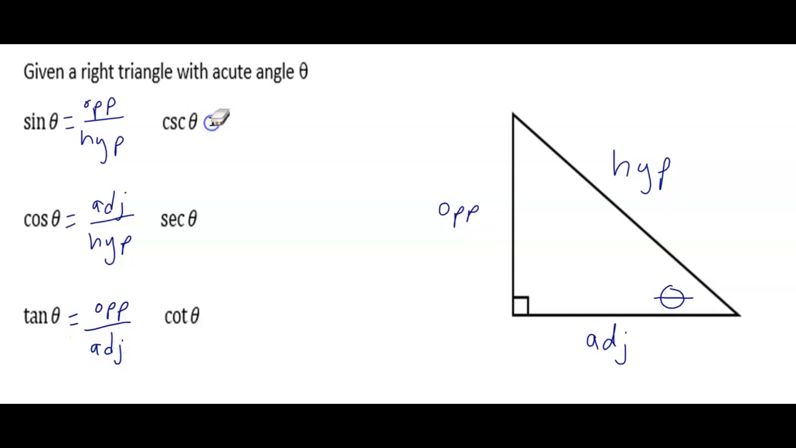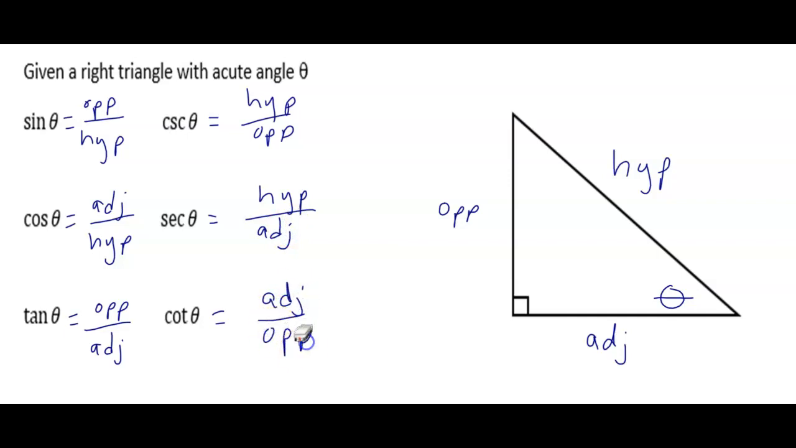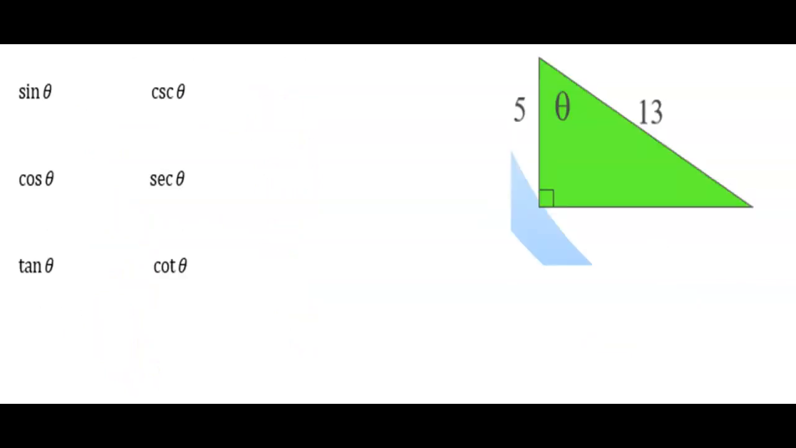And then these three are just the reciprocals. So if sine is opposite over hypotenuse, cosecant is hypotenuse over opposite. Secant is hypotenuse over adjacent. And cotangent is going to be adjacent over opposite. So if you know the first three, then you'll be able to find these ones pretty easily. Here is an example.